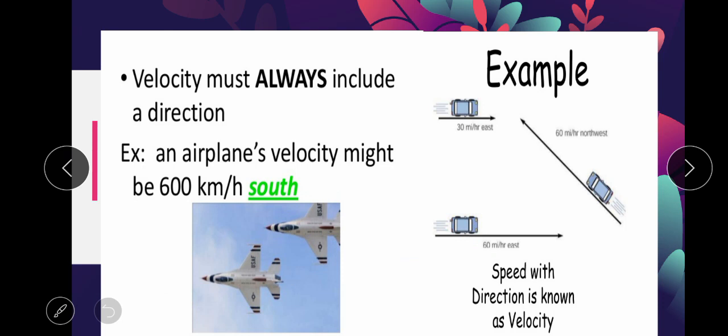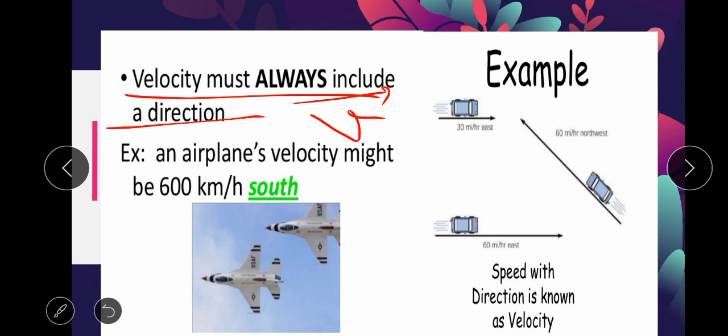Now let us think about some examples. Velocity must always include a direction. It is denoted by vector v. For the vector sign, we put an arrow above the quantity. An airplane's velocity might be 600 km per hour south. Then the south direction here reveals to us that this is an example of a vector quantity. It means it is velocity.